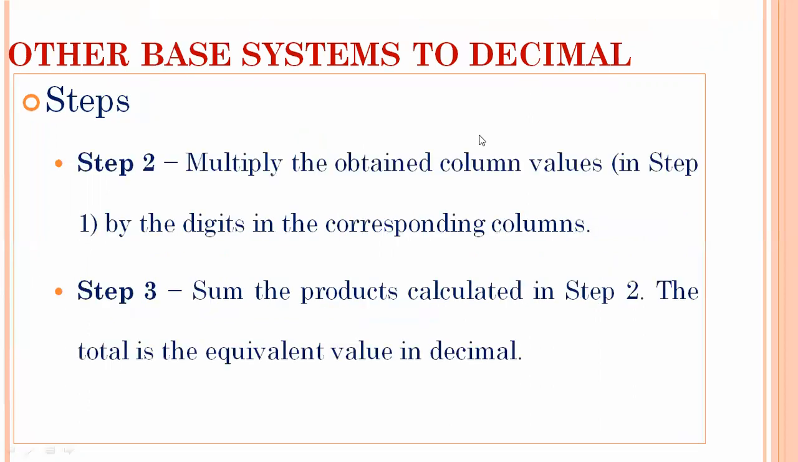Then step two, we have to multiply the obtained column values by the digits in the corresponding positions, as we discussed in step one. And then we sum the products calculated in step two. The total value that we find after multiplying the binary values, or other base system values, with their base numbers, gives us the actual decimal value.